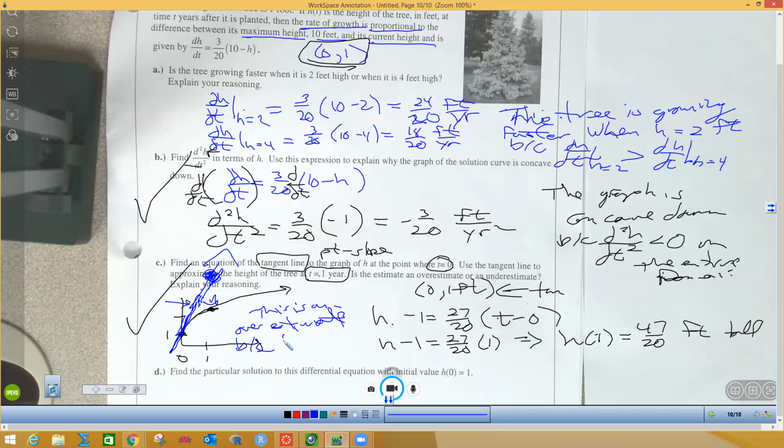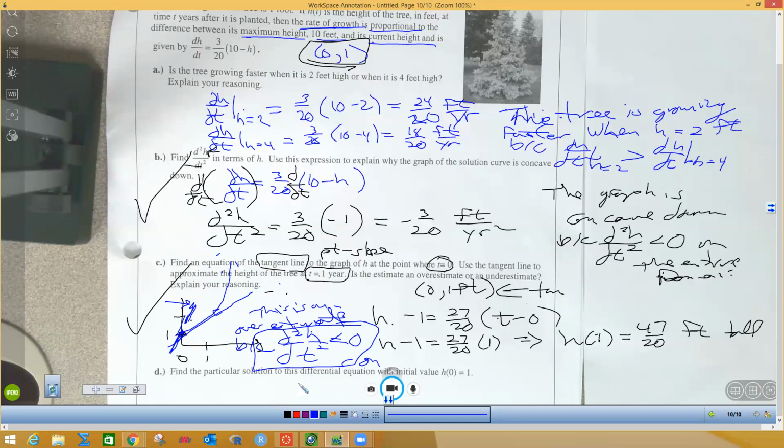Because d squared h over dt squared is less than 0. Because it's concave down, the graph is going to go up slower than the line. Does that make sense? Now, if this had said concave up, and it goes like this, then your prediction would have been an underestimate. Do you see why? So the concavity is what you use for the reasoning. I would probably put over the entire domain or something like that. Okay, so there you go. You're going to use your second derivative to tell over and underestimates.